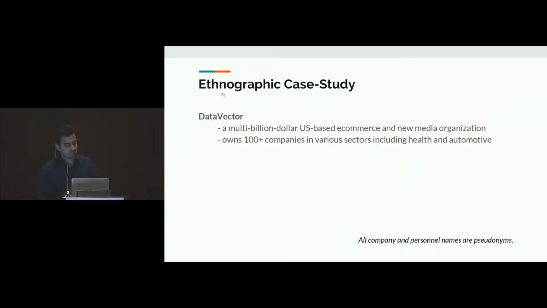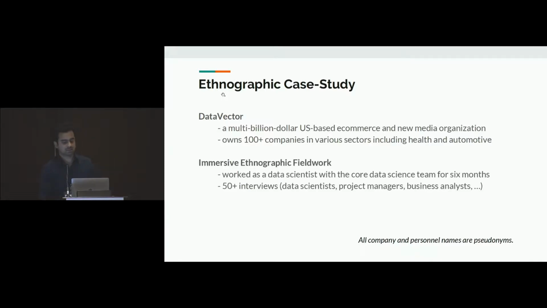The paper builds on ethnographic fieldwork with Data Vector, a multi-billion-dollar e-commerce and new media corporation located on the US West Coast. I worked as a data scientist with Data Vector's core data science team for 6 months, while simultaneously conducting ethnographic research on corporate data science practices. In the paper, we focused on the specific project of one of Data Vector's subsidiaries, a company called CarCorp.